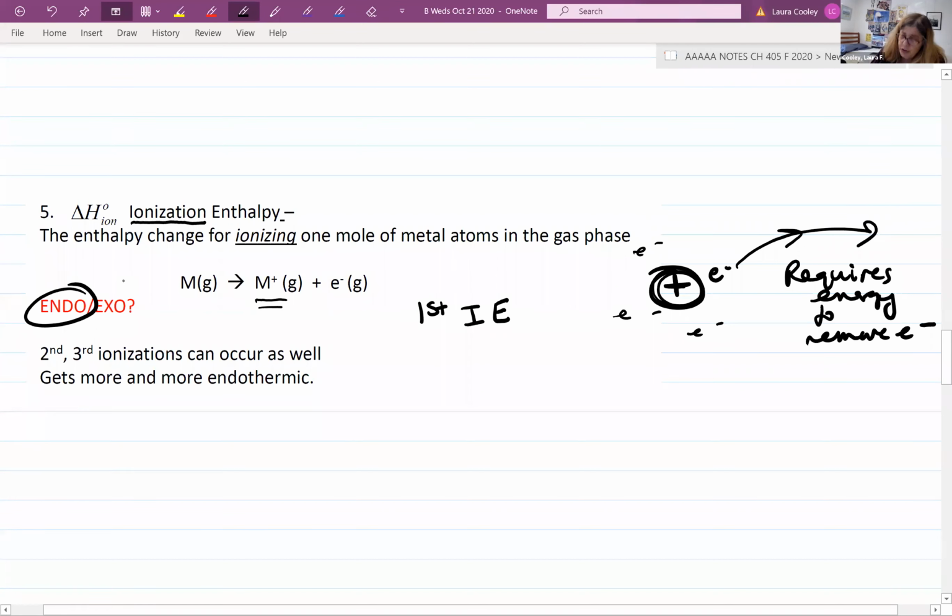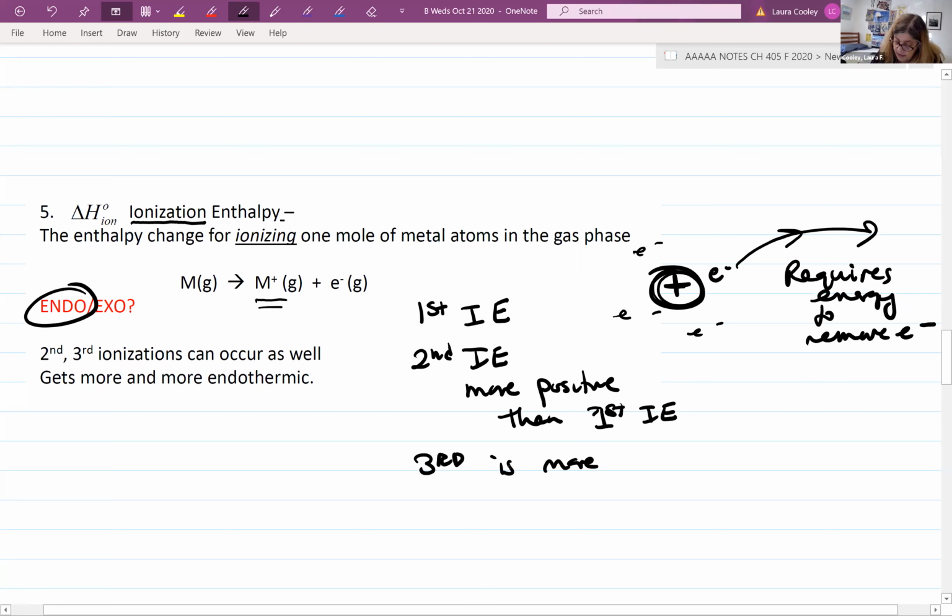And as you continue to take away more and more of these electrons, it gets more and more endothermic. So the second ionization energy is more positive than the first. And the third is more positive still. So why is that? Why, as you go from first to second to third, does it require more and more energy?